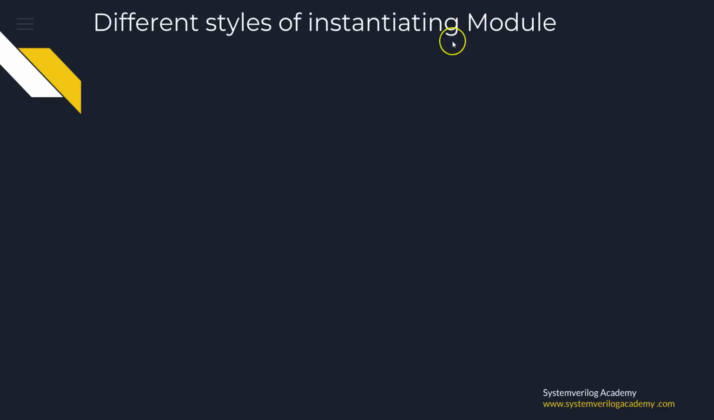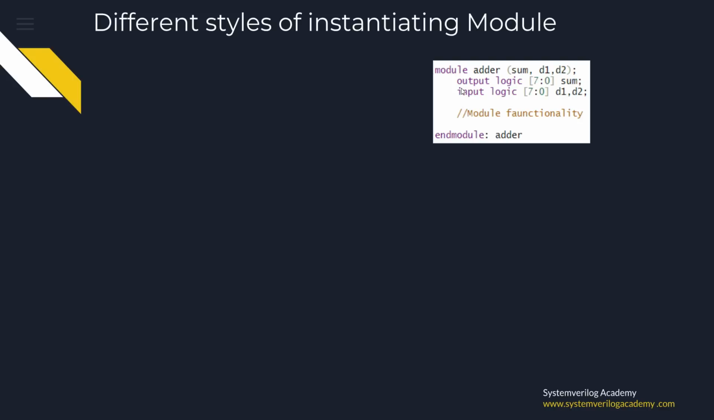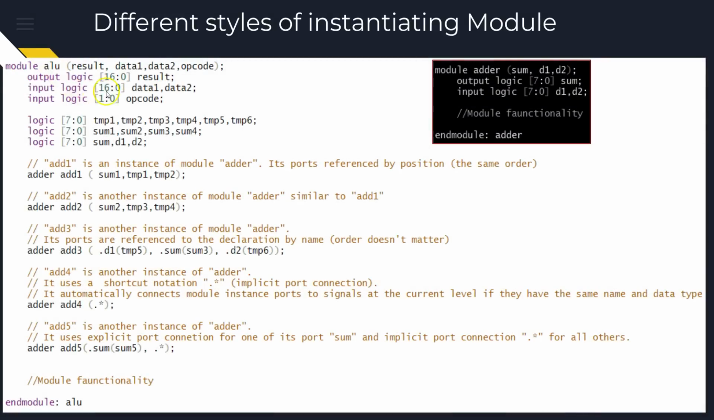Module instantiation has different variations in Verilog and SystemVerilog, which are shown here. Here a module is defined with name adder, which has ports sum, D1 and D2, all of them of width 7 down to 0. It is instantiated in another module named ALU in different styles. Before creating an instance of adder, many internal signals are named temp1, 2, 3 etc., sum1, 2, 3, 4, sum, D1 and D2, which are all of width 7 down to 0.